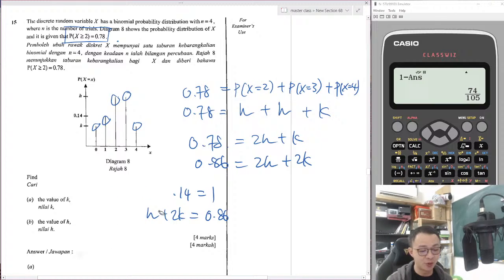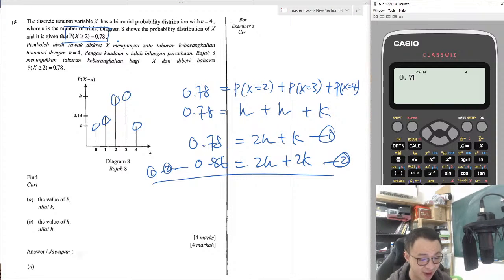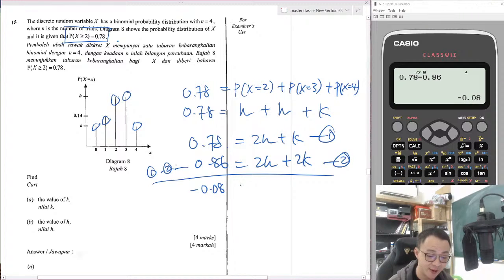Then what I want to do next is solve the simultaneous equations. Over here, I just do the elimination. You can call this the first equation and the second equation, then use the first equation minus the second equation. 0.78 minus 0.86 is negative 0.08. This one I minus, negative k. So k equals 0.08.